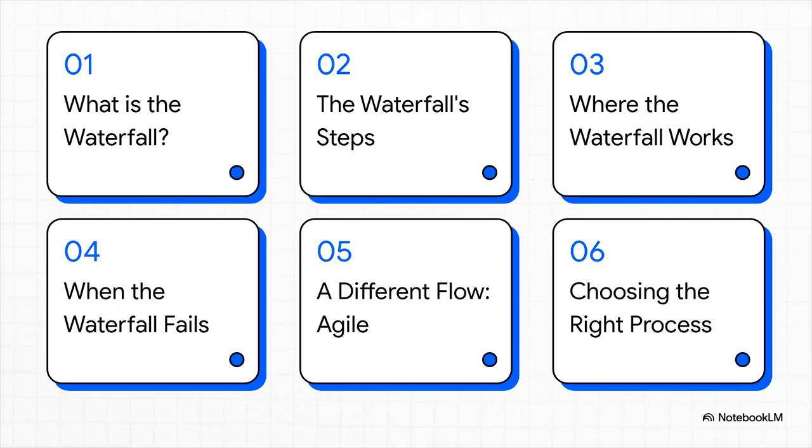So here's the game plan for today. We're going to start with what the waterfall model actually is, then we'll walk through its very specific, rigid steps. We'll look at where it's actually super useful and where it totally fails. Then we'll touch on a different approach, agile, and wrap it all up by figuring out how you choose the right process for your project.